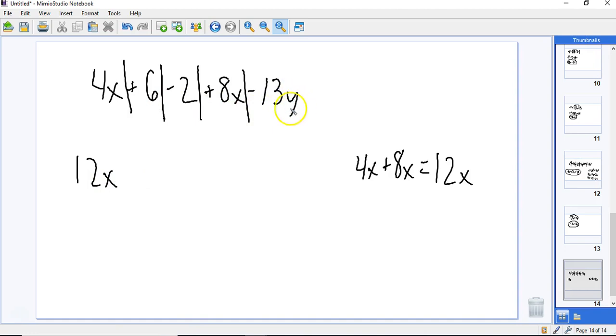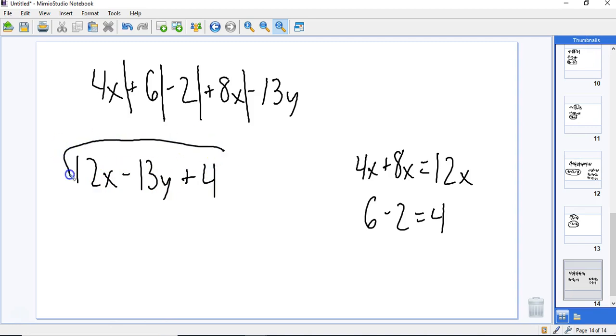I see a y. That's another variable, so we're going to go with the y. I don't see any other y's, so we just bring it down. Minus 13y. Then we've got two constants. We've got a 6 and a negative 2. 6 minus 2, 4. So plus 4. Different variables, constant. Okay. No like terms. Boom, you're done. Okay?